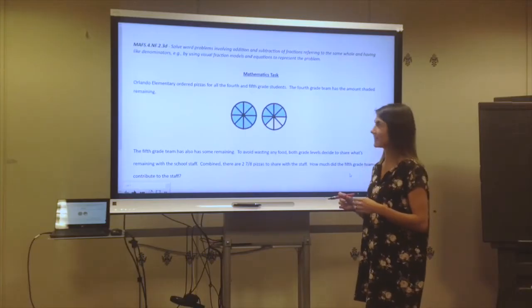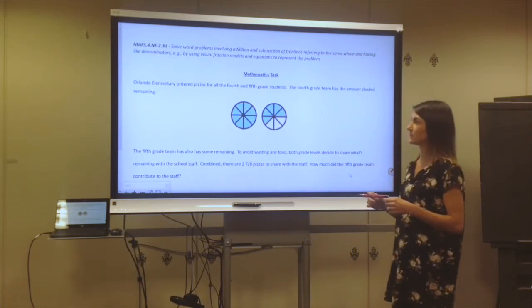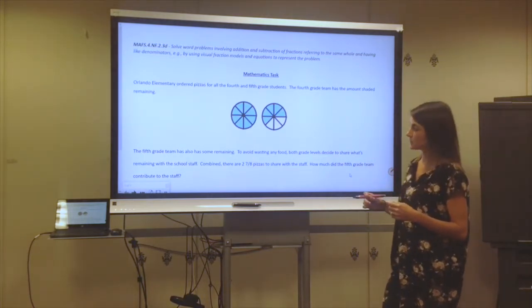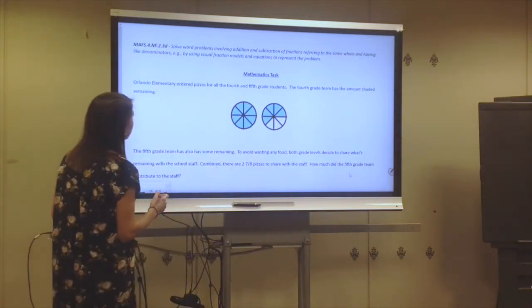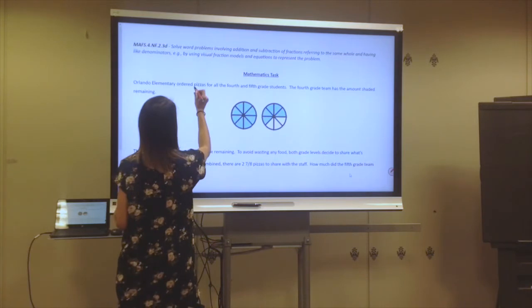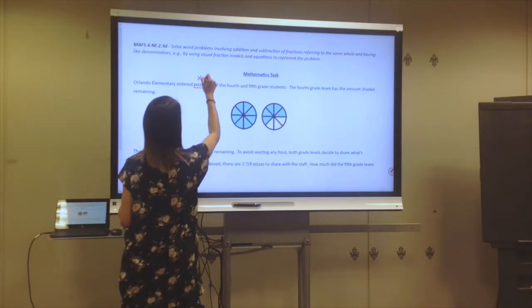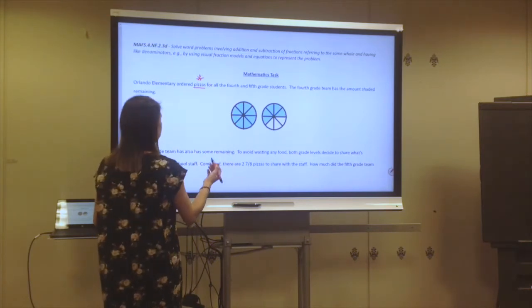So now I'm moving into step 4, which is really to individually read and annotate this task. So I'm going to go ahead and get started. It says, Orlando Elementary ordered pizzas for all the 4th and 5th grade students. So I'm going to go ahead and underline this word pizzas and put a star by it because I think this is what the problem is really going to be about: pizza.